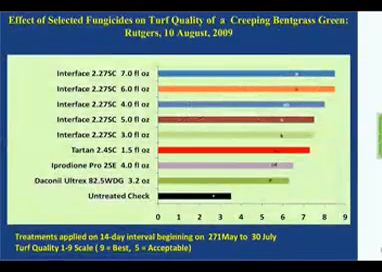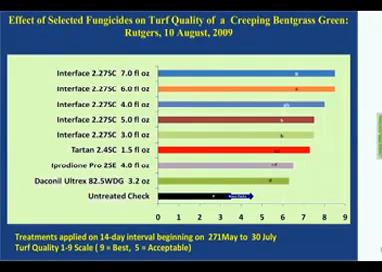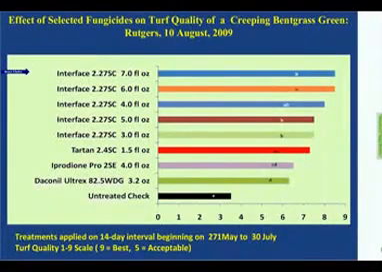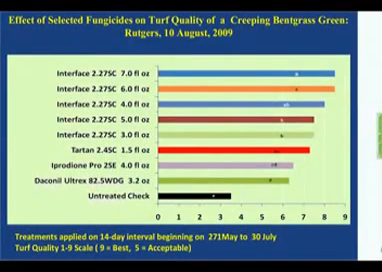Here's an example of turf quality for some of these materials I just showed you. You can see turf quality, 9 being best and 5 being acceptable. We don't have acceptable turf quality with the untreated. We have a turf quality of about 3.5, which is very poor. Whereas with some of the other products, such as the Interface at the highest rate, we're getting a turf quality of about 8.5, where 9 is perfect, just excellent quality with the premixes. Very good quality with a product like Tartan, and then the individual products, the iprodione Pro and the Daconil, give acceptable turf quality, but far reduced compared to the tank or premixes.